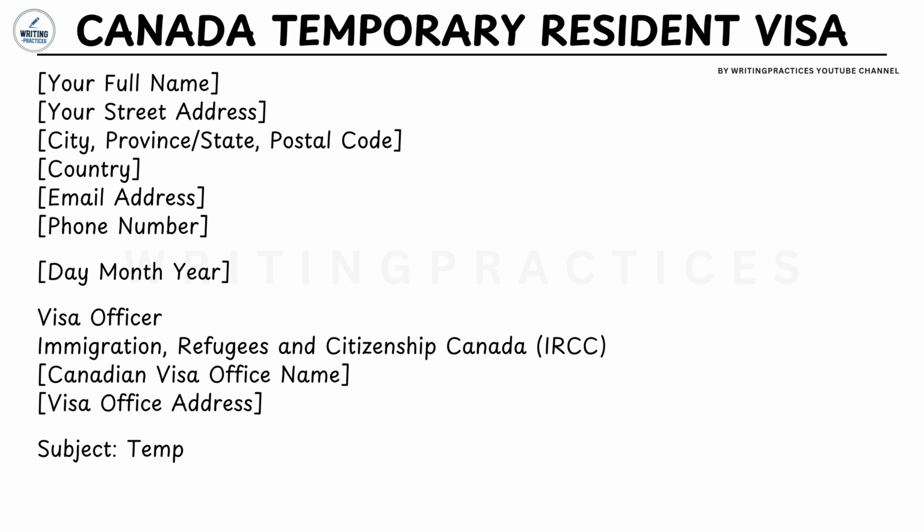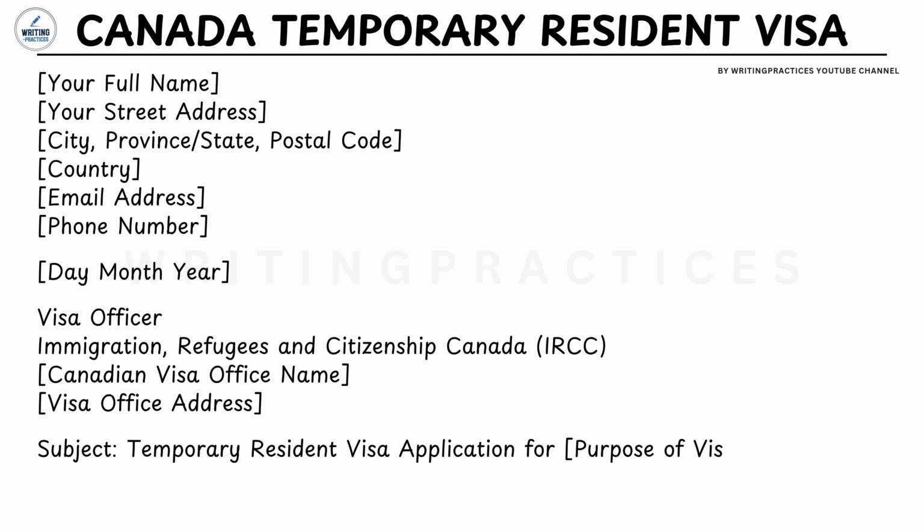Subject line. Next comes the subject line, the exact purpose of your visit, such as tourism, family visit, business meetings, or attending an event. For example, subject, temporary resident visa application for tourism. The subject line immediately tells the visa officer the purpose of your application and helps organize your file. Keep the subject short, clear, and specific.